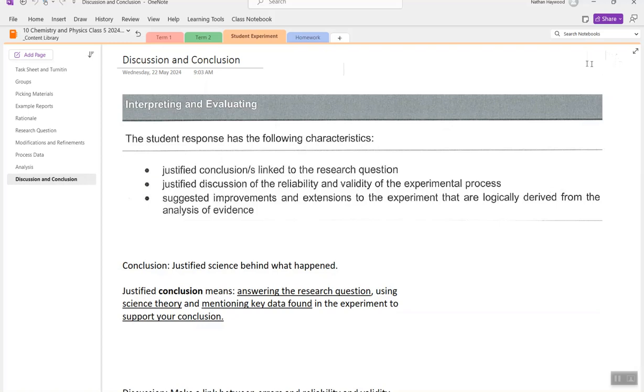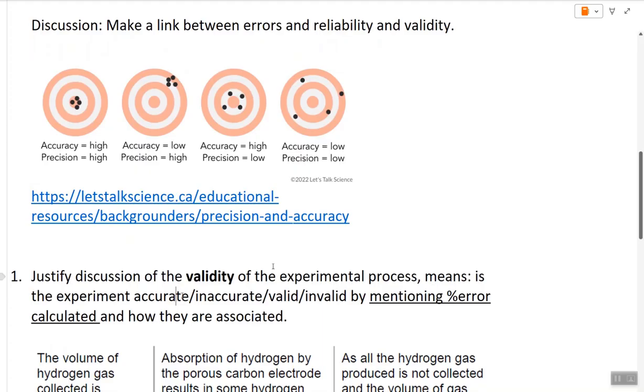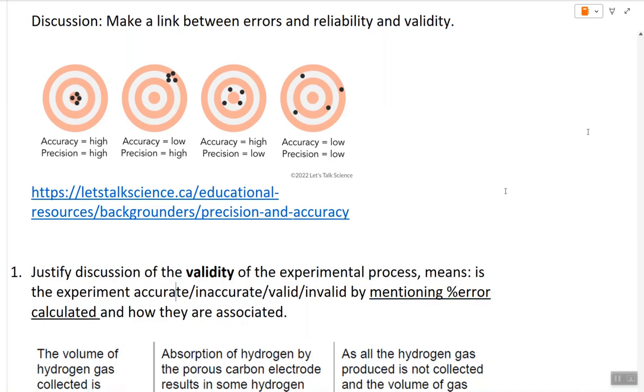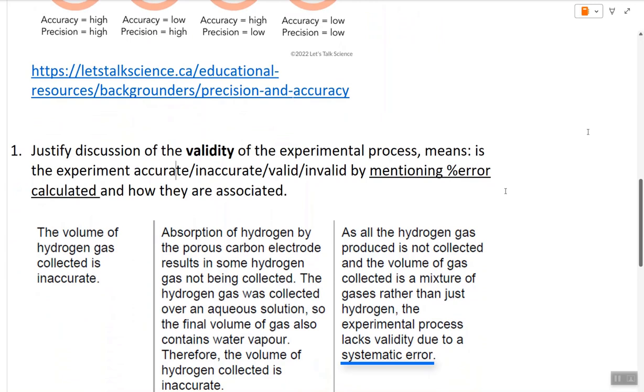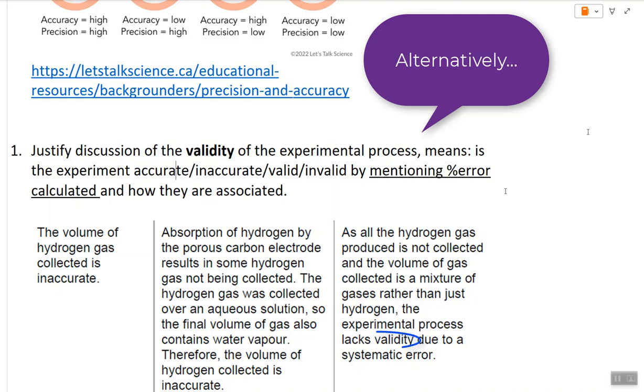So the second dot point, discussion of reliability, validity. So what does that mean? Accuracy, precision is related to reliability, validity. So if an experiment is valid, that's because it is accurate. And that's because it has low percentage of error. And that shows that there are no systematic errors. So all of these words are linked together. The experiment was not valid because it was inaccurate, because it had a high percentage of error. And it had a high percentage of error because it had a systematic error.